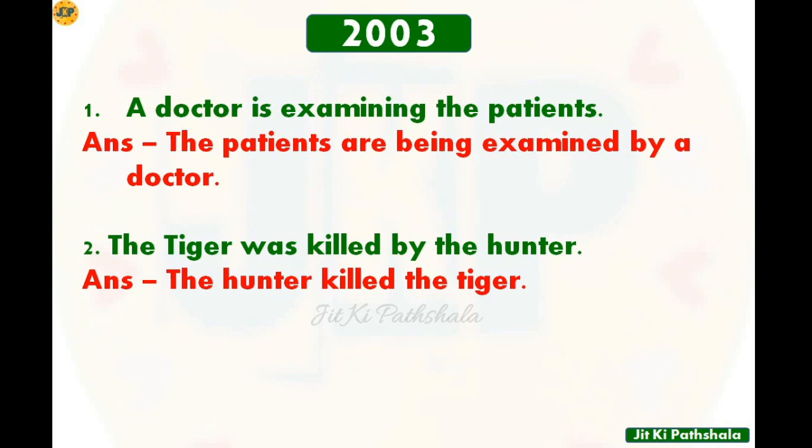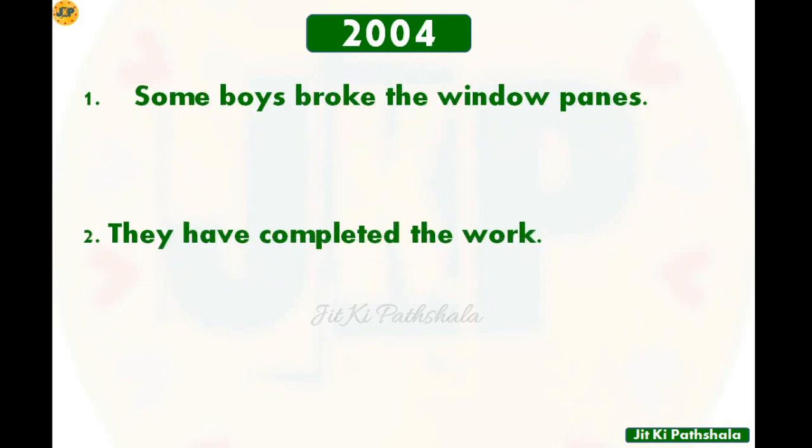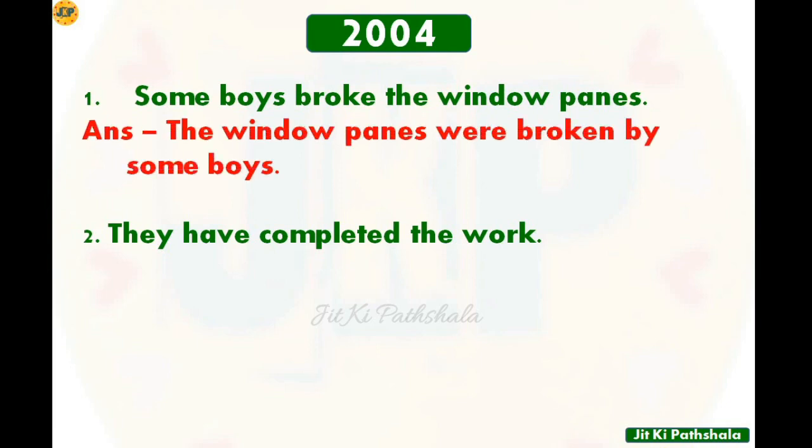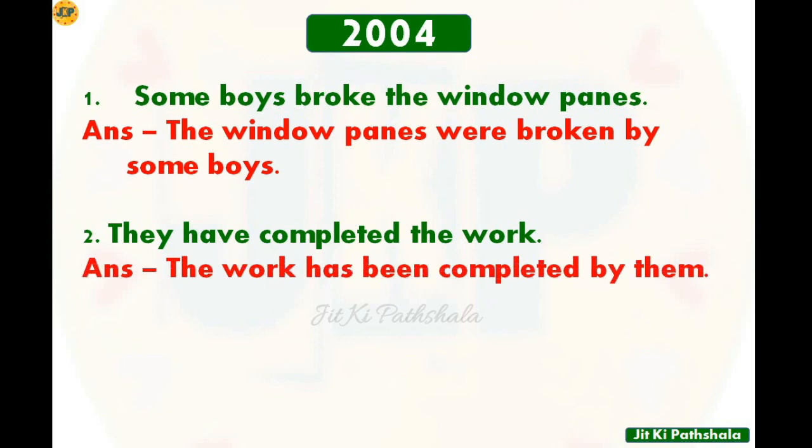Now let's see the questions from 2004. Number 1, some boys broke the window panes. Past indefinite, so the passive form will be, the window panes were broken by some boys. Number 2, they have completed the work. This is in present perfect form. So we will write has been or have been. Answer, the work has been completed by them.